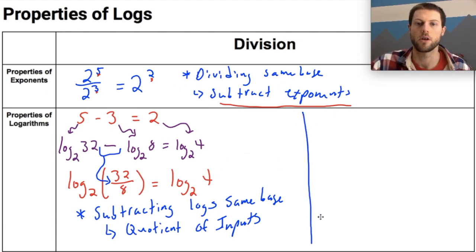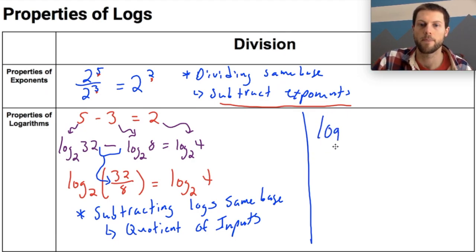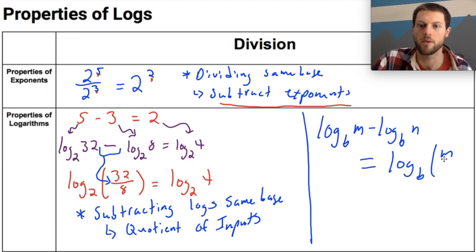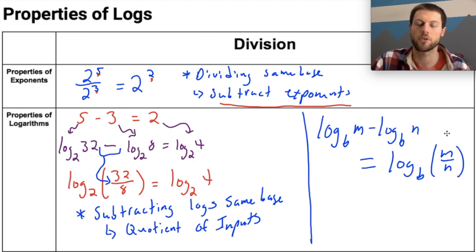So in general, let's just skip another example. Let me just give you the generalization here. If I have log base b of m minus log base b of n, that's going to equal log base b of the quotient m over n. You can go both directions with this. I can go from here to here or from here to here.